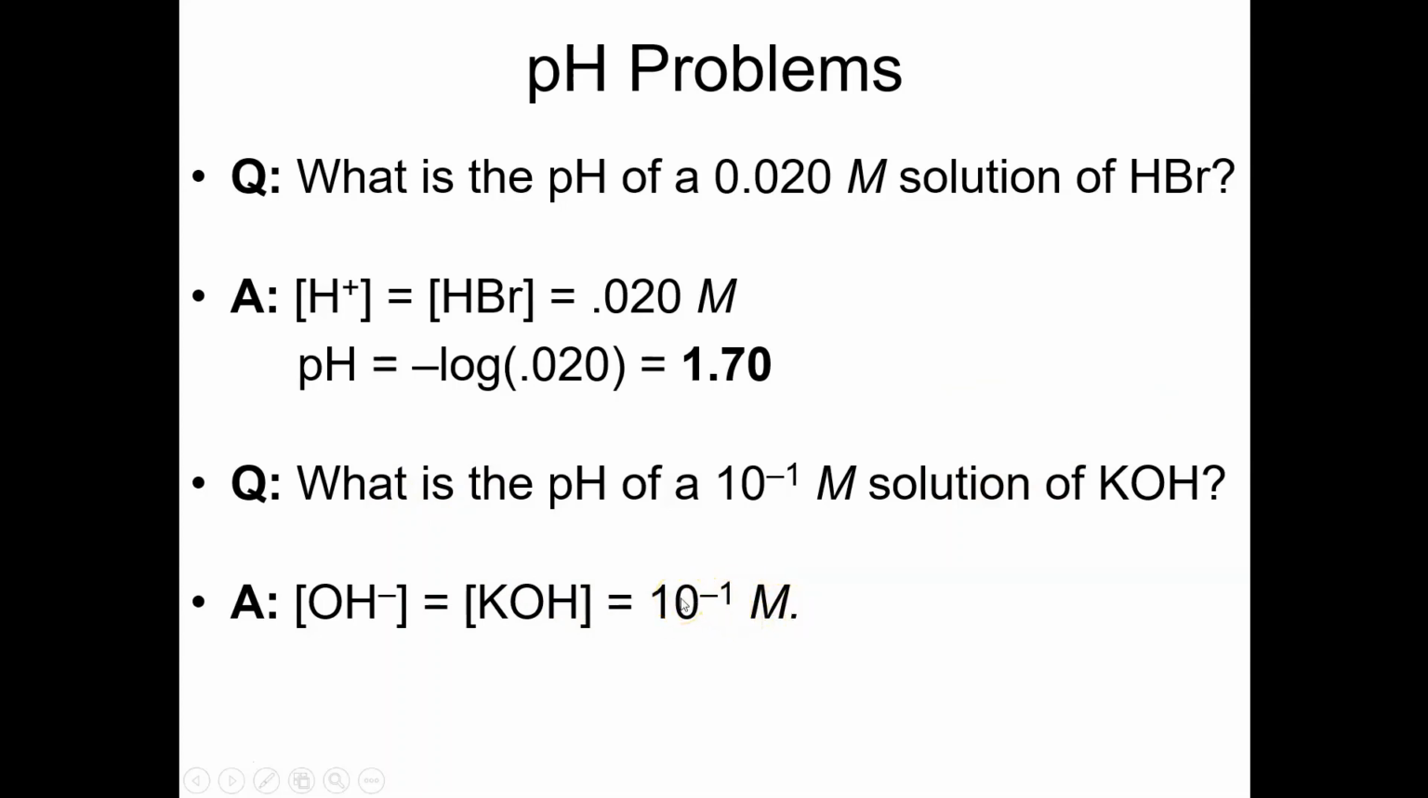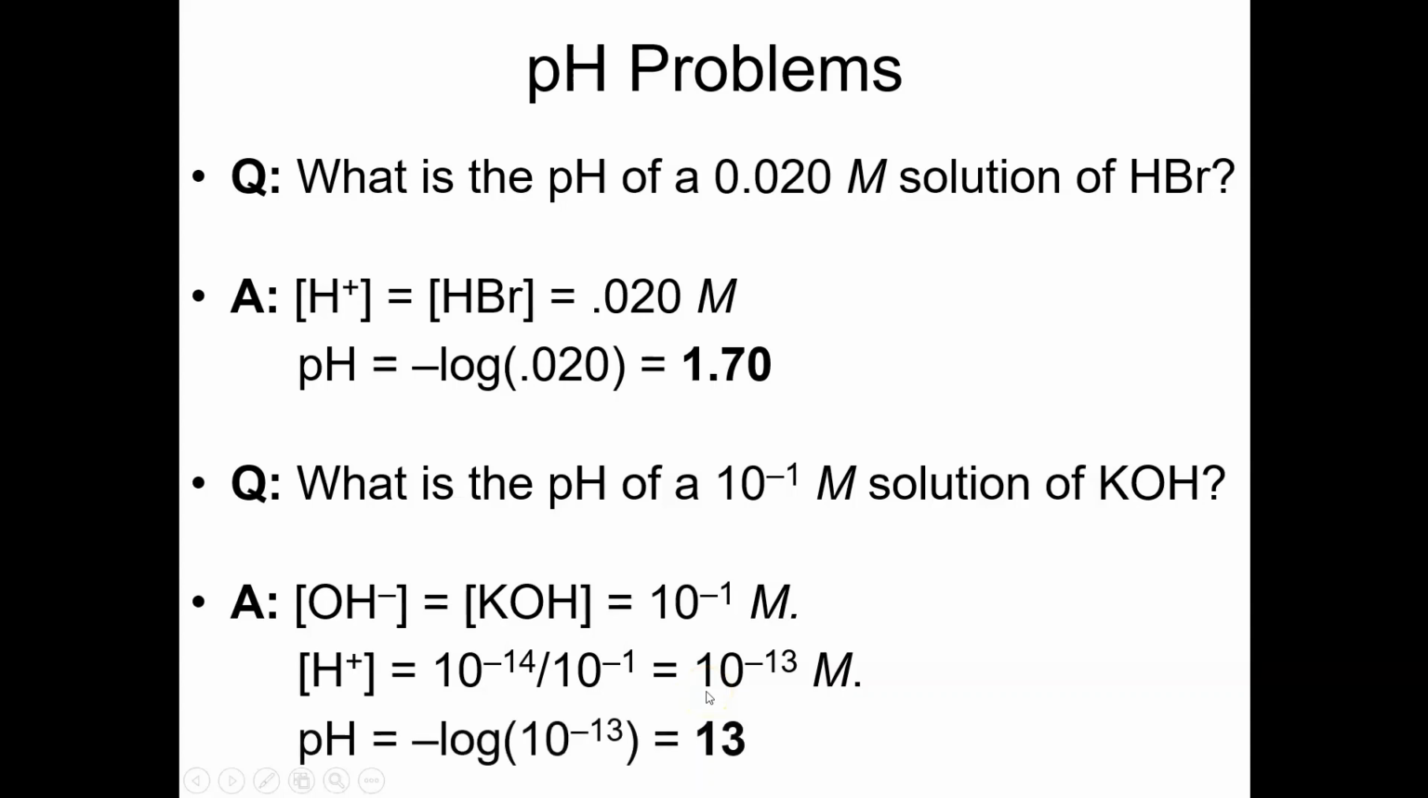We use Kw again to get the hydronium ion concentration. It's going to be Kw divided by the hydroxide ion concentration, which is equal to 10 to the minus 13. And that makes sense because 10 to the minus 1 times 10 to the minus 13 is equal to Kw, 10 to the minus 14. Therefore, the pH is equal to the negative log of 10 to the minus 13, which is 13.